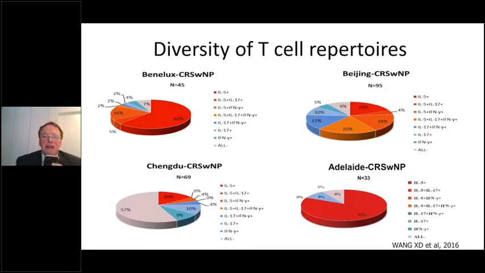We then, together with Zhang Luo, also looked into the diversity of T-cell repertoires all over the world, and we could find that there were clear differences between what we see in Europe here, the Benelux, very type 2 driven, versus Beijing, versus Chengdu, where there's only little type 2 driven disease in patients with nasal polyposis. So the first thing we learned was that nasal polyps is not all type 2. Even in our country, in our place, not everything is type 2. There is also non-type 2 nasal polyposis.